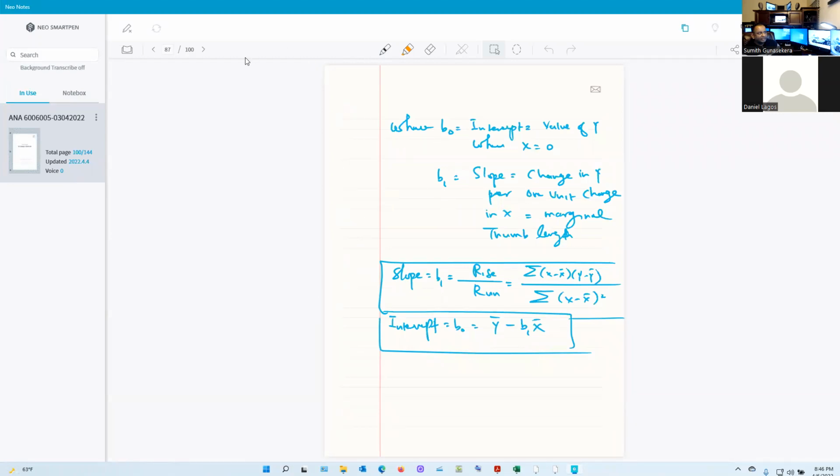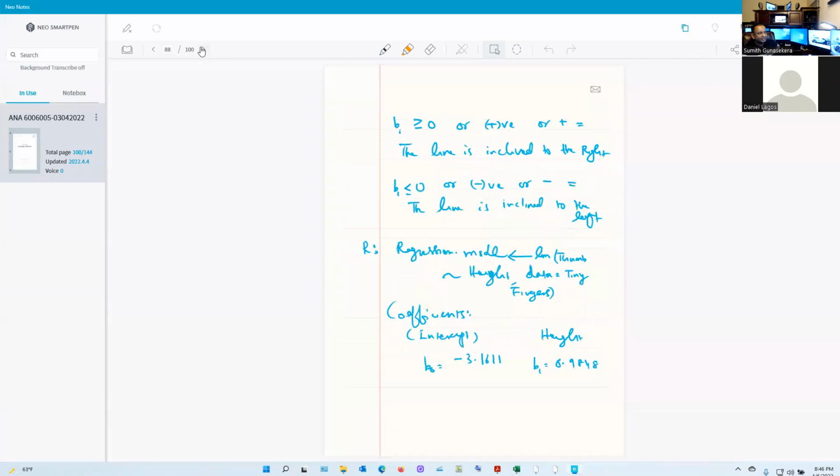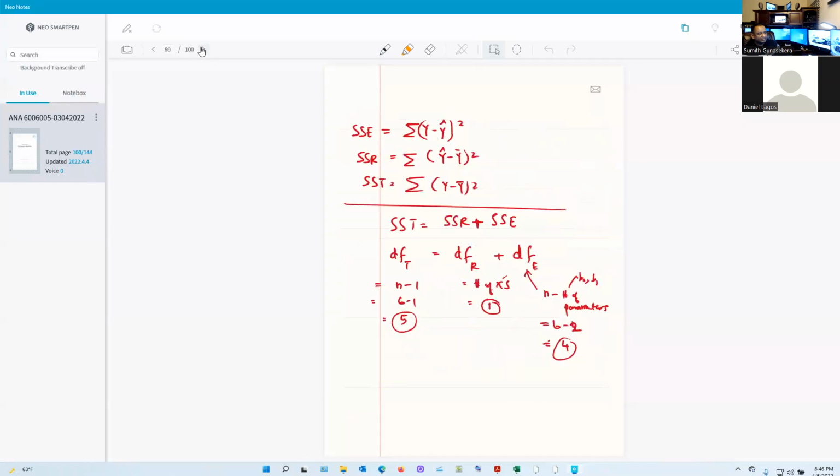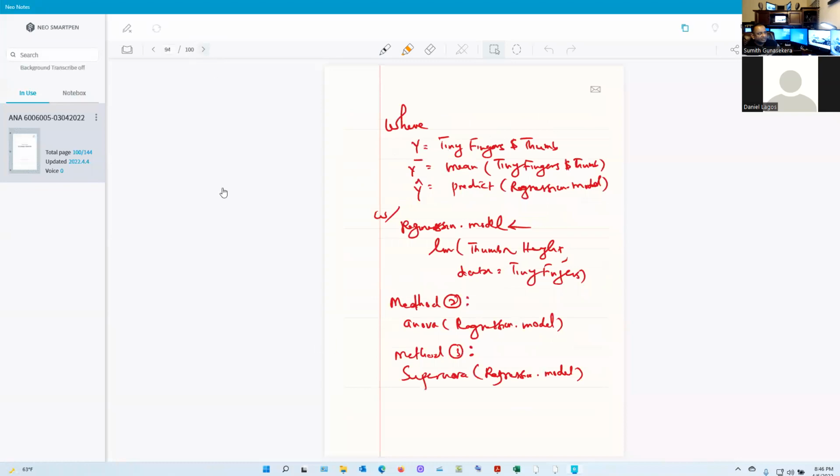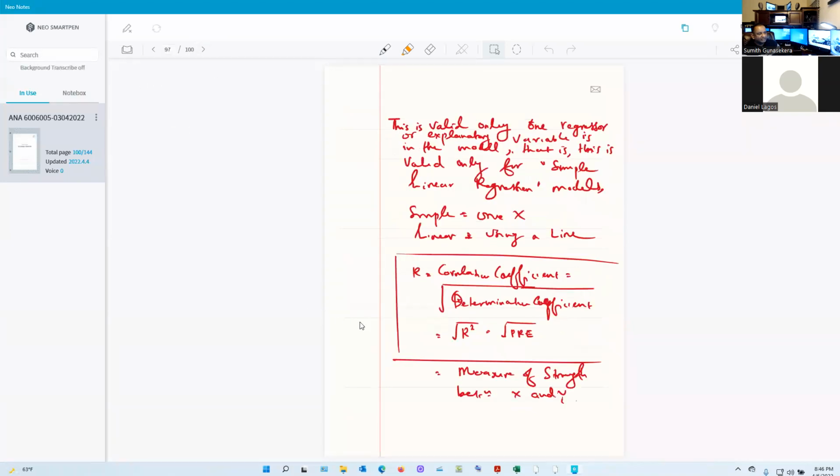Okay, we talk about the beam. R is a correlation coefficient. That's the square root of the determination coefficient. See, it's the square root of R squared. R squared is actually the PRE. If you know the correlation coefficient, how to get the PRE, proportional reduction in error? It's nothing but that squared.